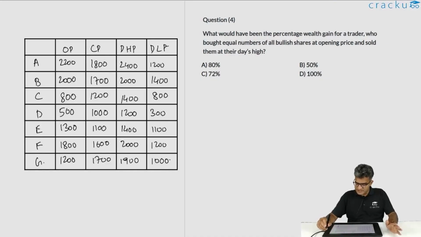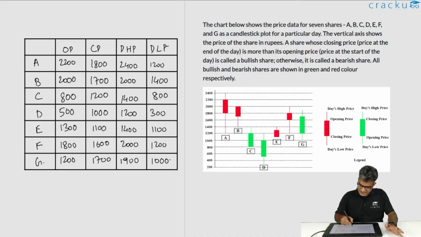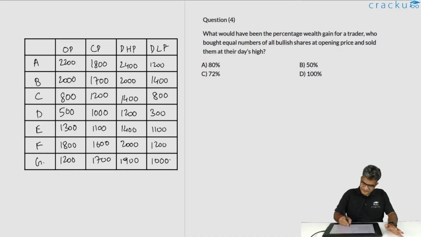What would have been the percentage wealth gain for a trader who bought an equal number of all the bullish shares at opening price and sold them at the day's high? What are the bullish shares? They are C, D and G. So suppose he bought one of C, one of D and one of G. He bought at the opening price.